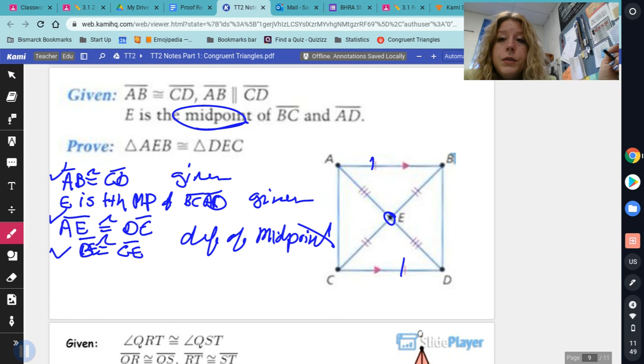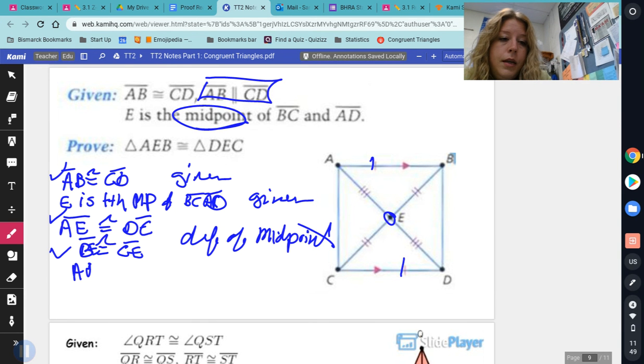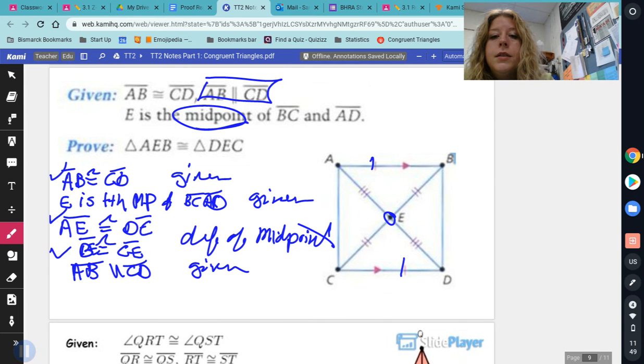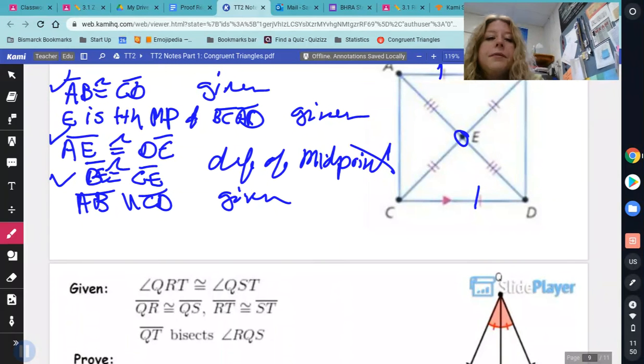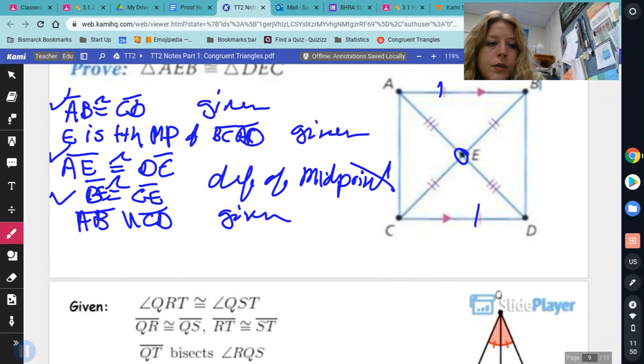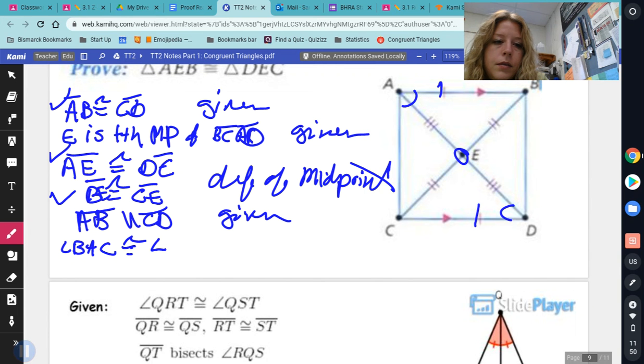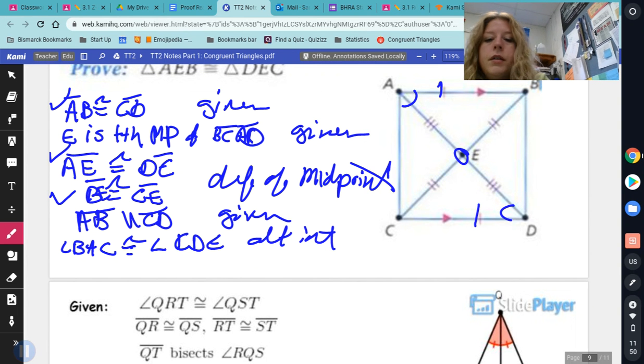The givens don't say anything about angles, but they do have these parallels. AB is parallel to CD, and that's given. So since these are parallel, if I could kind of do it up here, if you just look at one transversal at a time, you've got alternate interior angles. So I've got angle BAC right here and right here is congruent to angle CDE because they're alternate interior.